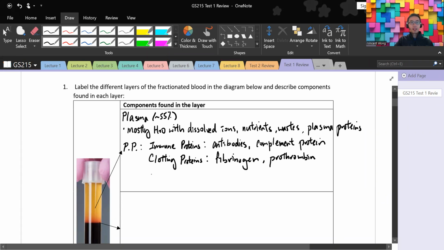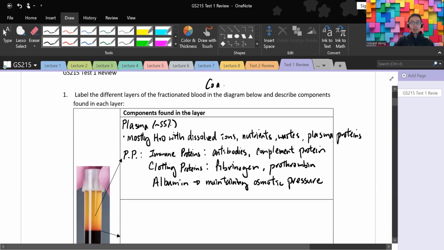And there is another one, right? There is one that's called albumin, which is primarily responsible for maintaining osmotic pressure. Okay. What's the process of clotting called? Coagulation. I got someone asking that in the chat. Coagulation. All right.